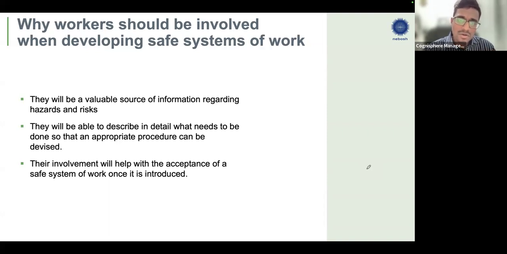So for example, your risk assessment will help you to identify the risk and the controls, whereas your safe system of work will tell you how to implement those controls. So it is a procedural document. The procedural document tells you how to carry out forklift truck operations, or how to carry out this manual handling activity, or how to carry out the welding work. So that is a safe system of work.